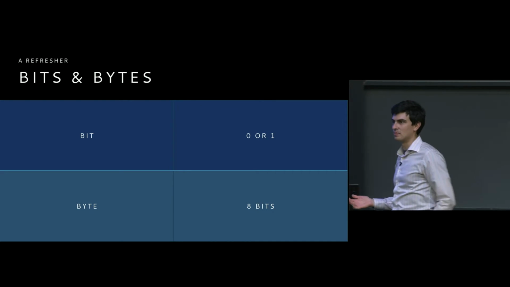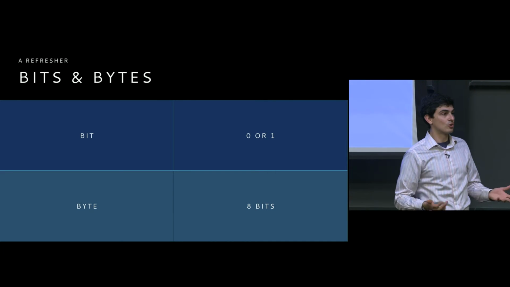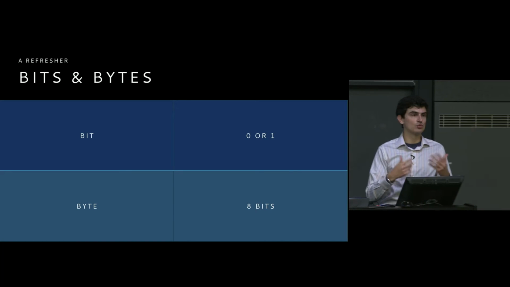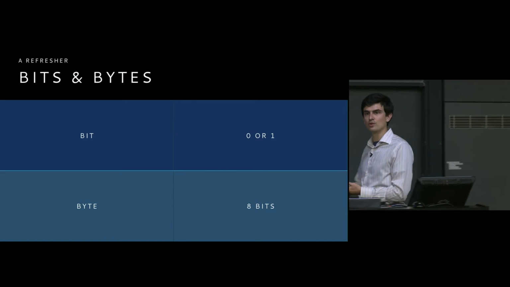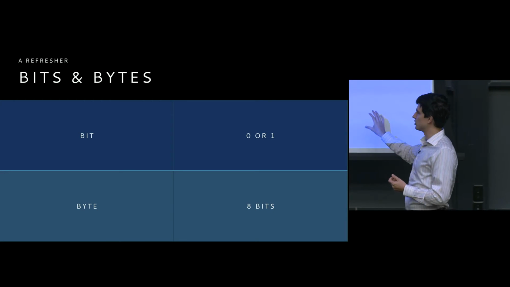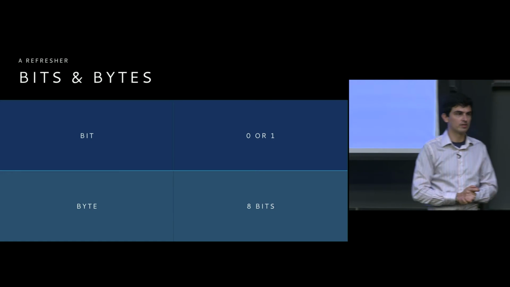So remind yourselves what a bit and a byte are. A bit is just 0 or 1. A byte is a collection of 8 bits. And so a byte or 8 bits allows us to store 256 discrete values. This is all review, hopefully, at this point, from the value 0 all the way up to 255.